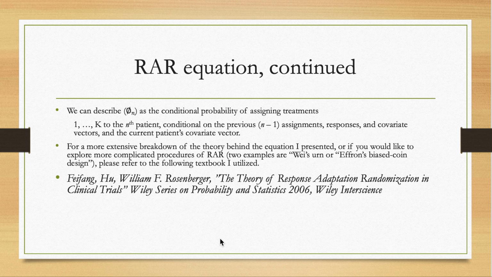Now, that was just a brief rundown and a little choppy of the theory behind the RAR equation. So for a more extensive breakdown of the theory behind the equation that I presented, or if you'd like to explore more complicated procedures of RAR, and those were some of the other student questions as well, two examples are the randomized play the winner urn, or Efron's biased coin design, please refer to the following textbook that I utilized, which is Feifang Hu and William F. Rosenberger, The Theory of Response-Adaptive Randomization in Clinical Trials, Wiley Series in Probability and Statistics, 2006, by Wiley-Interscience, copyright.